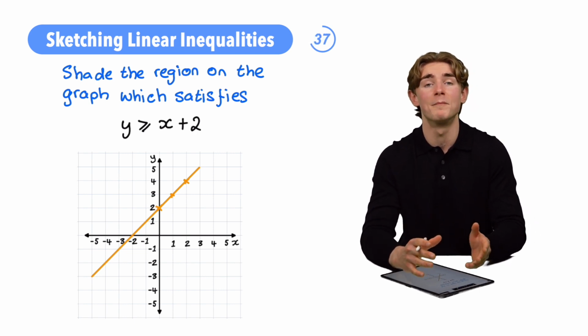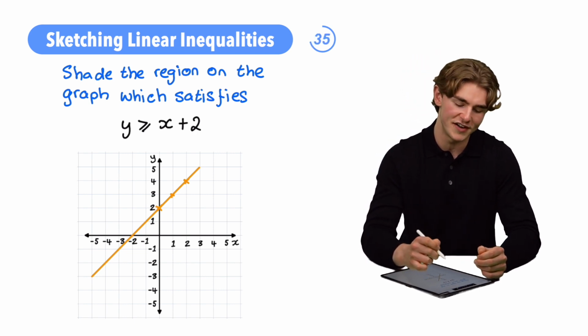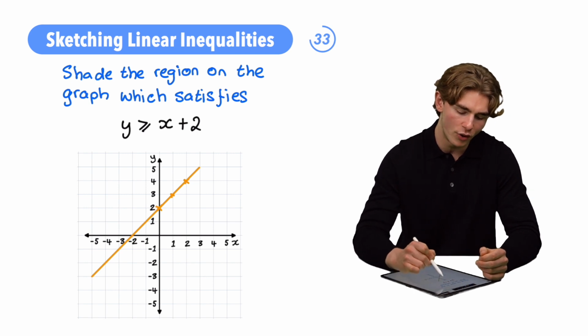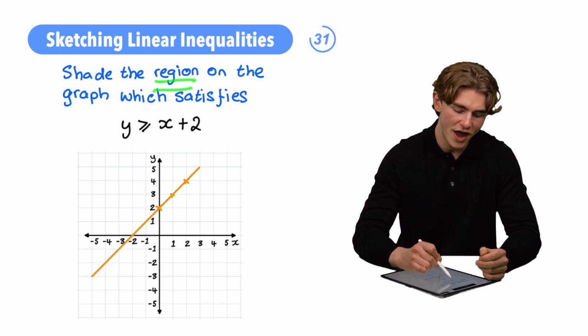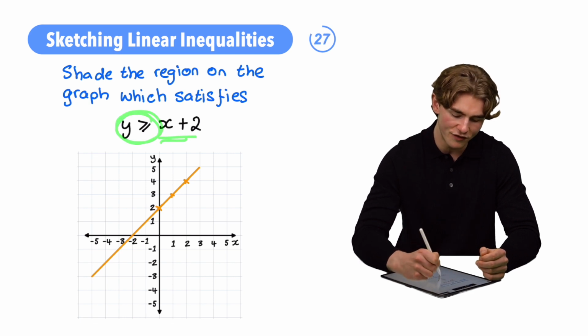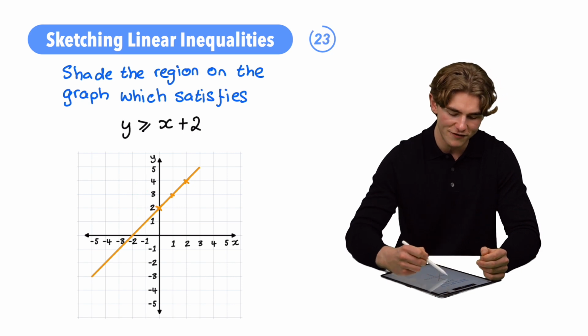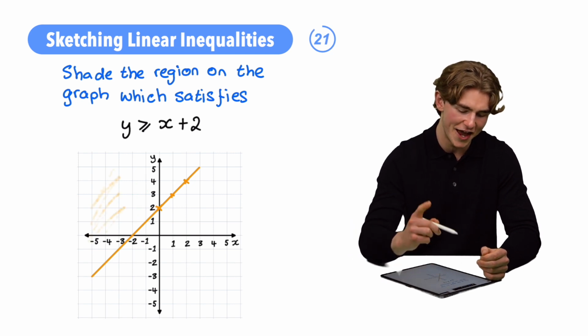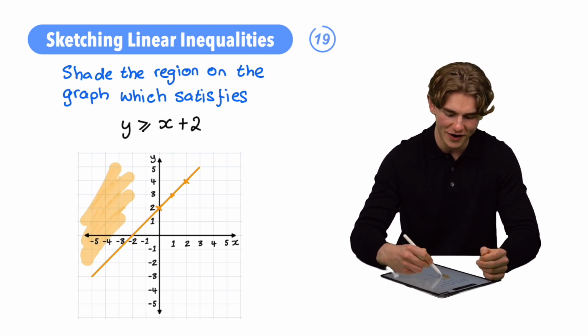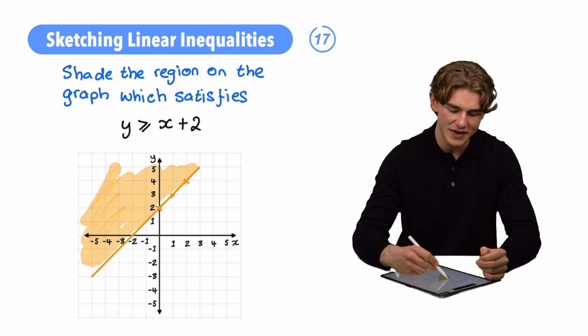Now, where do we go from there? We need to either shade above the line or below the line. Which one's it going to be? Well, we want all of the points of the region on our graph where y is greater than or equal to x plus 2. So we need the value of y, we need the height to be bigger than our line. So guys, we're going to shade above our line. And let me get a nicer highlighter out than that. Yeah, we're going to shade above our line, and that is going to be our region.